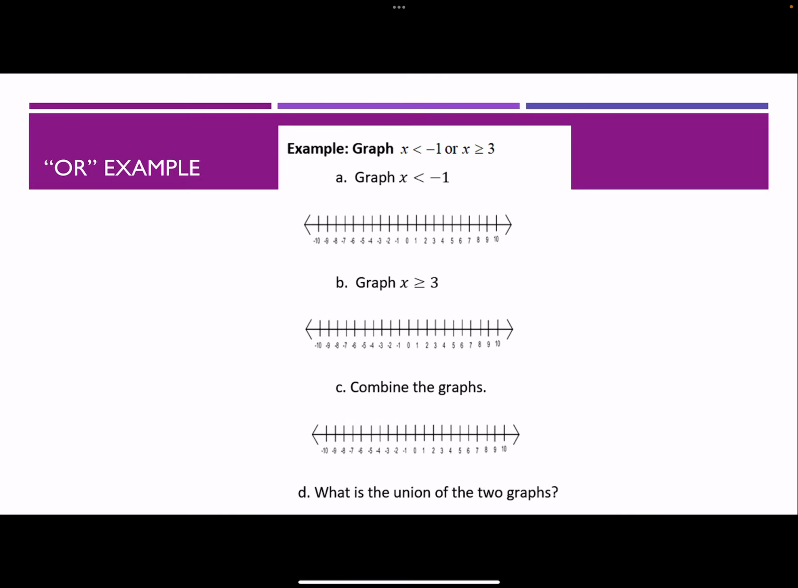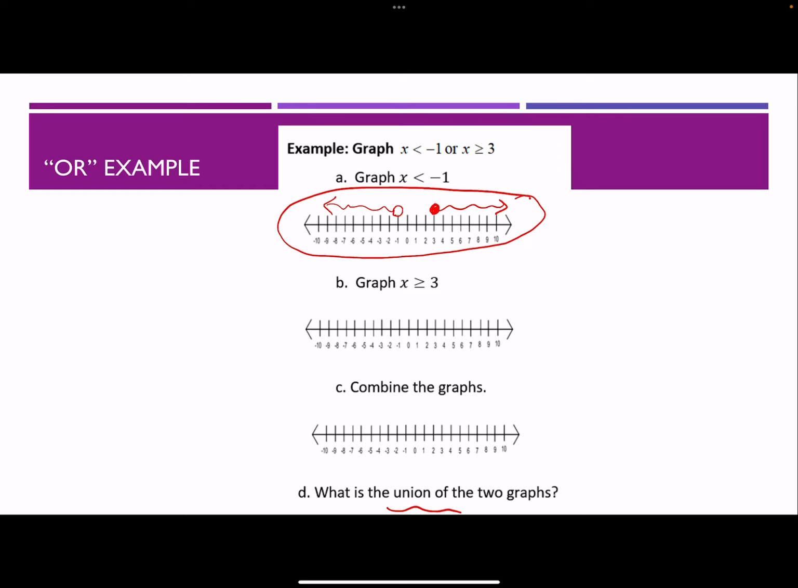All right, let's try another one. So we have x is less than negative 1. We would start at negative 1, get an open circle, and shade to the left, or x is greater than or equal to 3. Looks like that, right? So we graph each one individually, and then when we combine them, we think about the union. Where are the solutions that are one or the other or both? So you just graph it and then leave it. That's my final answer, my final solution.